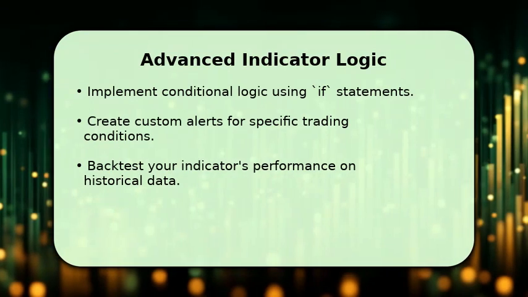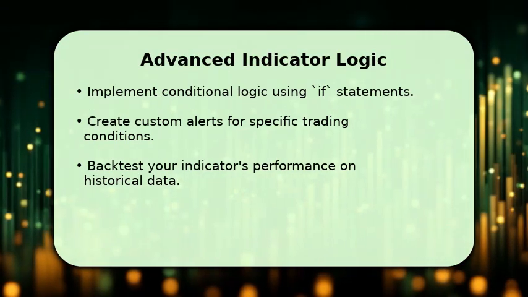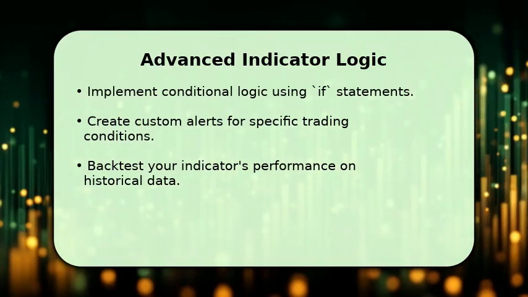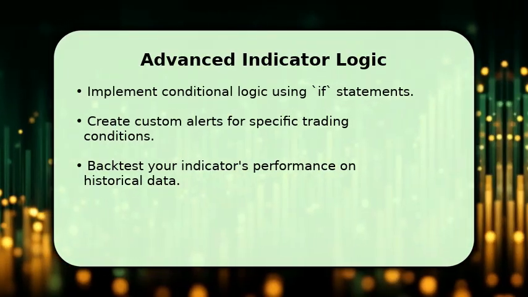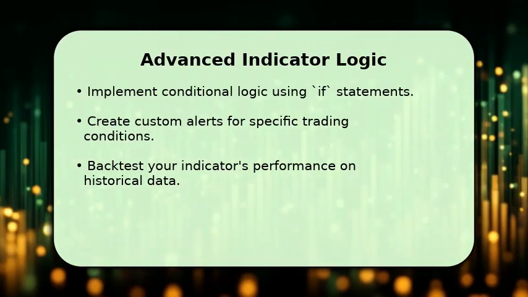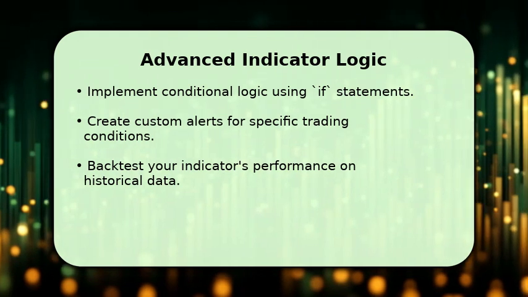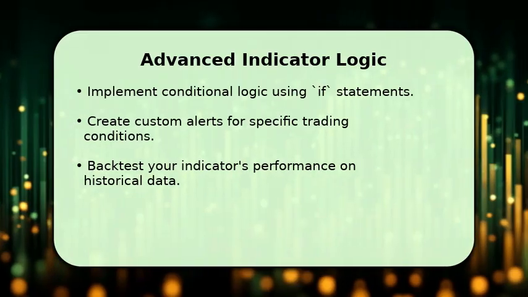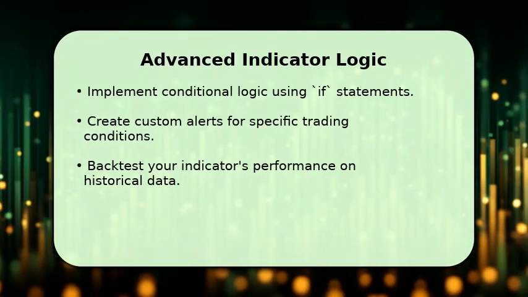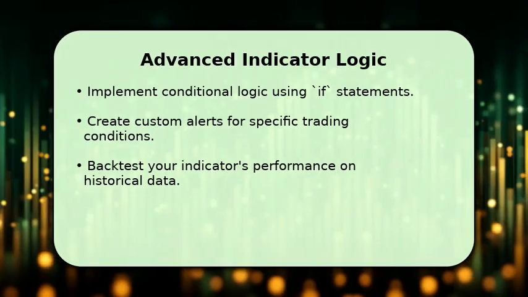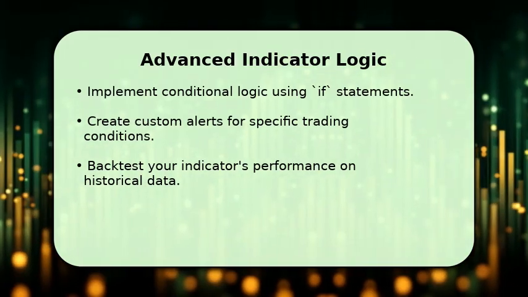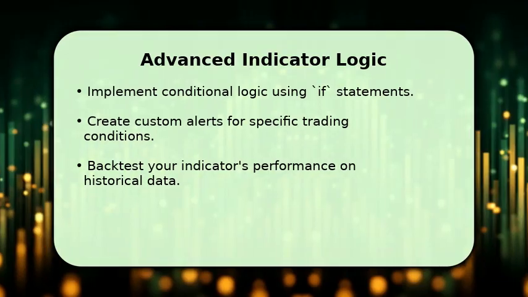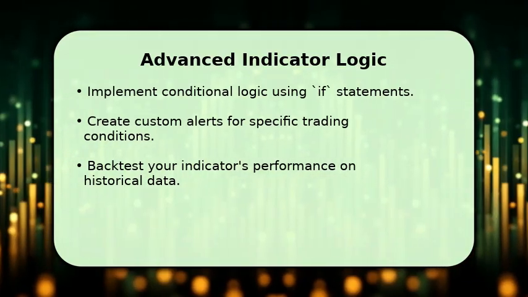To make your indicator truly powerful, incorporate conditional logic using if statements. This allows your script to react to specific market conditions, like price crossing a moving average. You can also set up custom alerts to notify you when these conditions are met, ensuring you never miss a potential trade. Remember to backtest your indicator thoroughly on historical data to validate its effectiveness before live application.